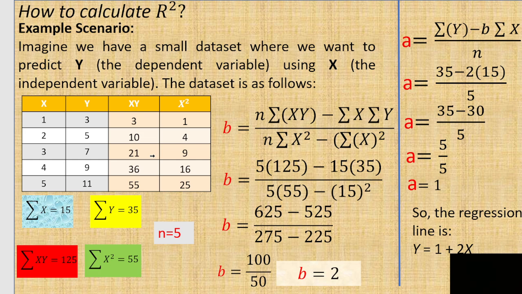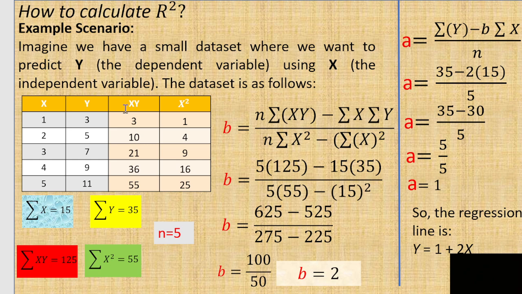Then, for the summation of xy, paano ba nakuha yan? 1 times 3, that is 3. 2 times 5, that is 10. 3 times 7, 21. 4 times 9, 36. And 5 times 11, 55. Then, summation of xy sa third column is 125. And for summation of x squared, i-raise lang po natin ng 2 yung x natin. So, 1 raised to 2, that is 1. 2 raised to 2, that is 4. And so on.